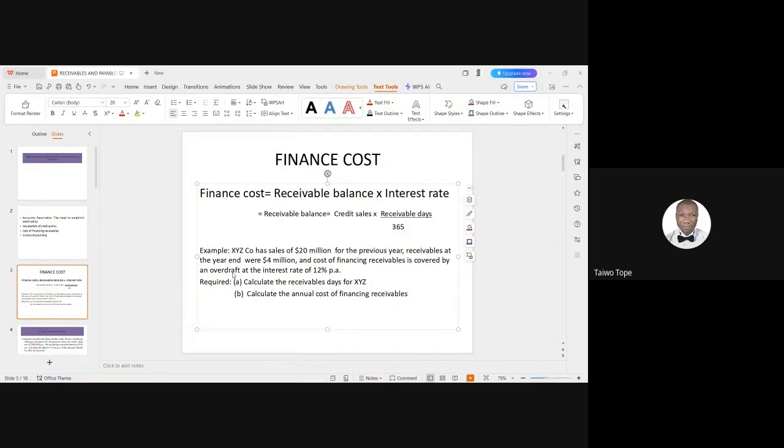So to determine your receivable days, your receivables due as at the end of the year is what? It's 4 million. Your overall sales for that period is 20 million. Multiply by 365 days, you get your receivable days: 73 days.